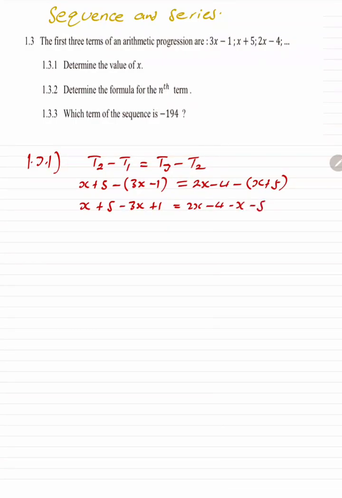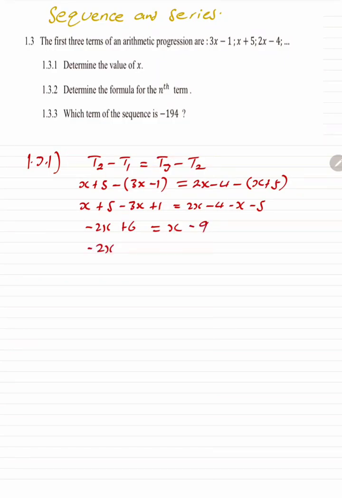Then simplify. So these two will give you minus 2x. 5 plus 1 will give us 6. 2x minus x will give us x. Minus 4 minus 5 will give us minus 9.